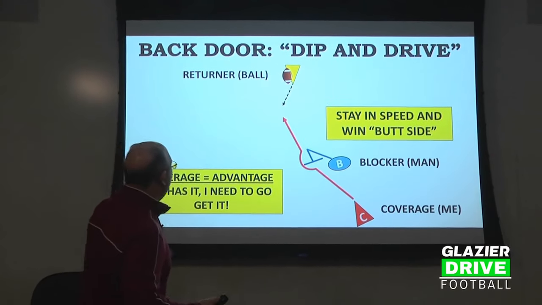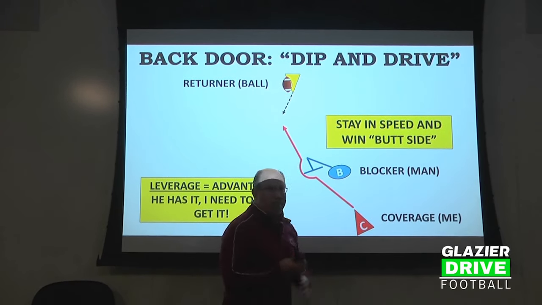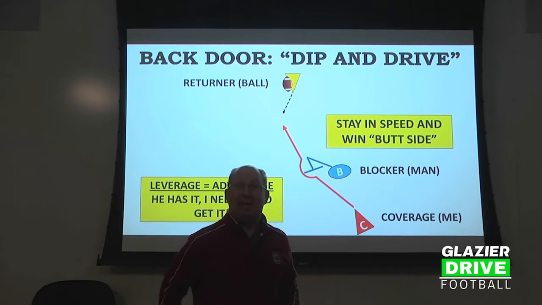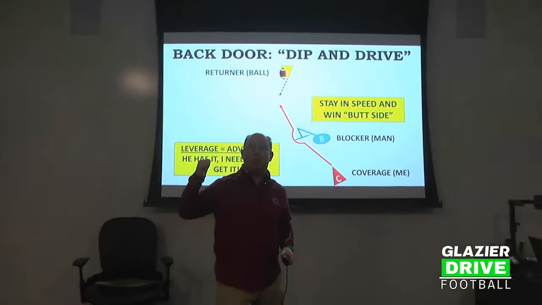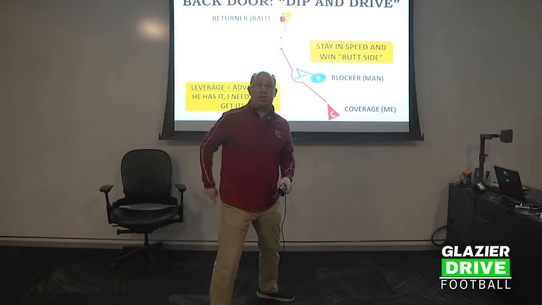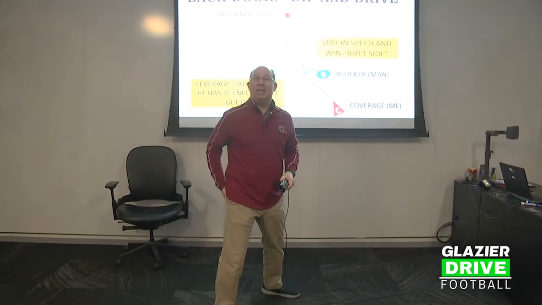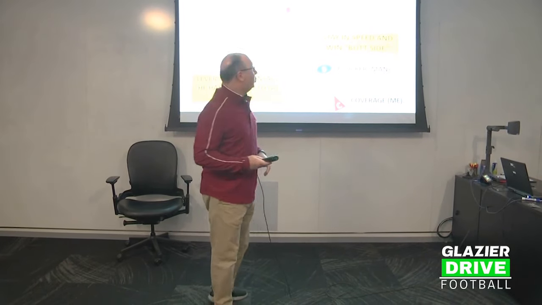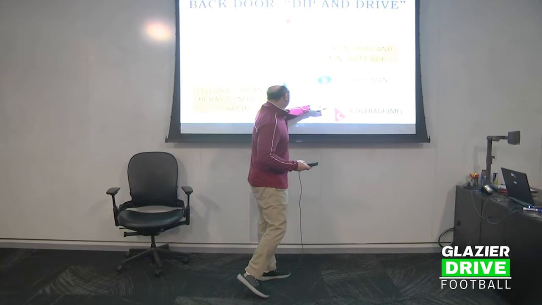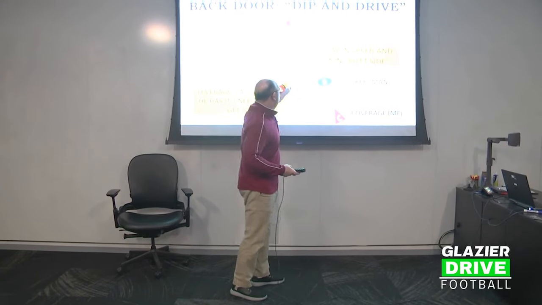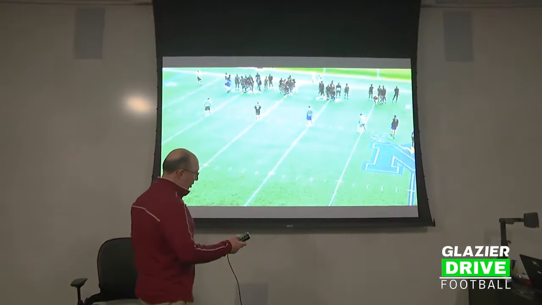So when we backdoor, what we're saying is the blocker is giving us a butt side. He's telling us eventually where that return is going to go, and the shortest distance to get to the ball is by defeating that block to the butt side. So he's got leverage. We want to go get it. We're going to dip and drive and beat him butt side.